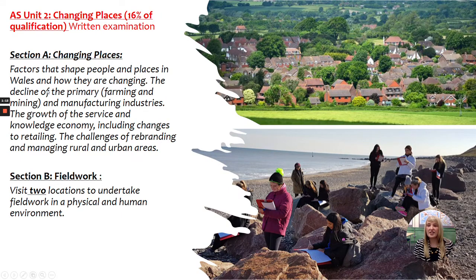The second exam in Year 12 is called Changing Places, and this is made up of 16% of your overall qualification. The first part of the paper, we look at factors that shape people and places in Wales and how they are changing. We look at the decline of the primary and manufacturing industry. We also look at the growth of the service and knowledge economy, including changes to retailing. The challenges of rebranding and managing rural and urban areas also.